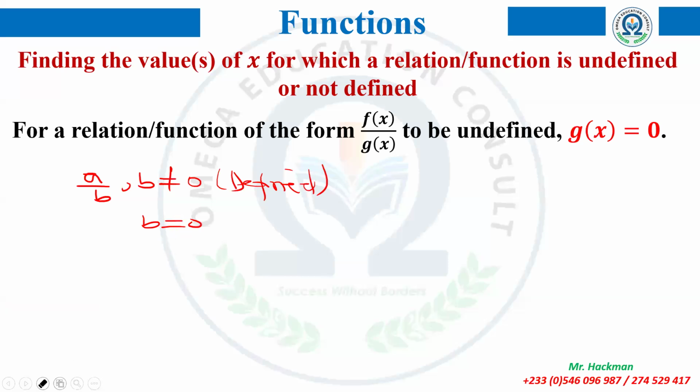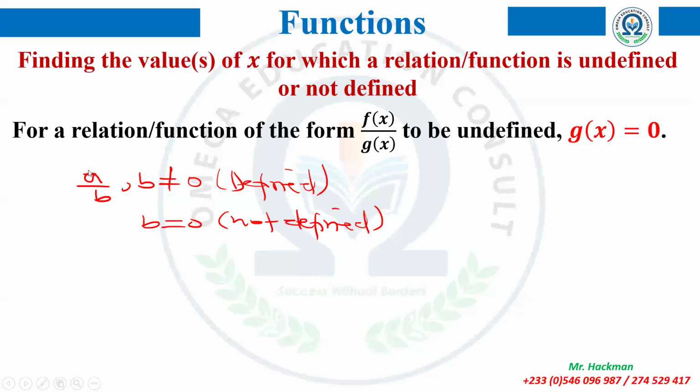This time around, b should be equal to 0. And when b is 0, you are looking at it to be not defined. Is my point well made? Yes. So b not equal to 0 will make this fraction defined, but b equal to 0 will make the fraction not defined.